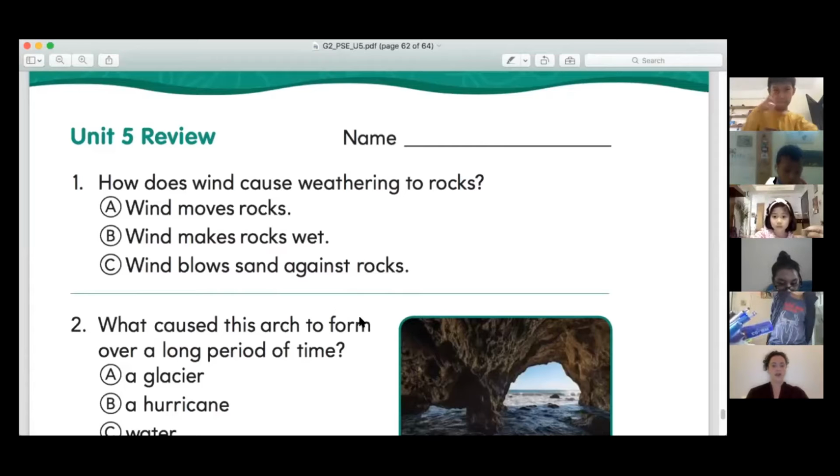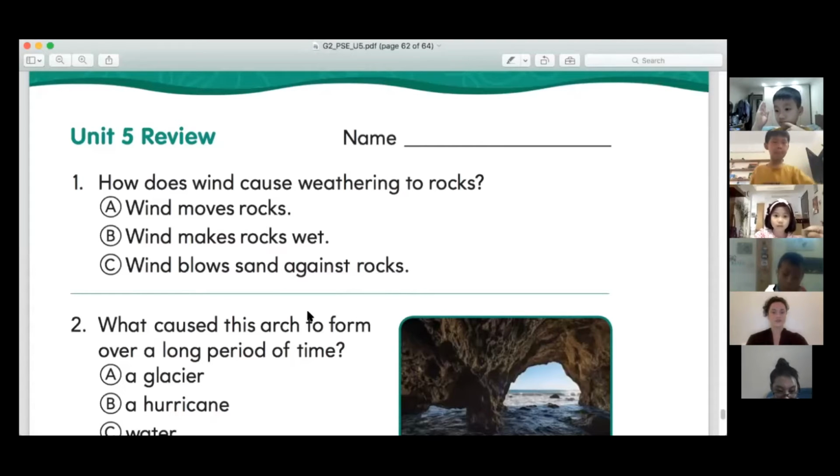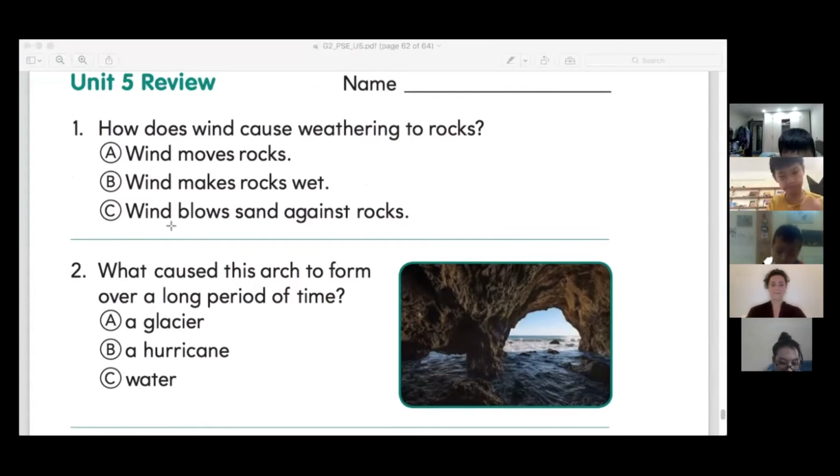Let's hear from Banana. Wind blows sand against rock. Very good. It blows the sand against the rock, slowly weathering and breaking it. Nice work, Banana. Everyone, if you got it right, give yourselves a check. If you got it wrong, give yourselves an X, okay?